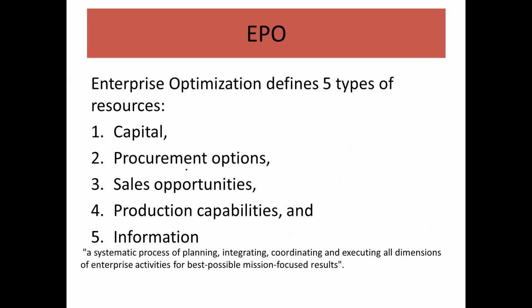Right, and then we've got enterprise profit optimization, which is a marketing concept. It's not procurement, so why it's here, I don't know. And it recognises 5 types of resources: capital, procurement options, sales opportunities, production capabilities, and information. And by optimising some of that and changing the mix, we can try to make more profit.